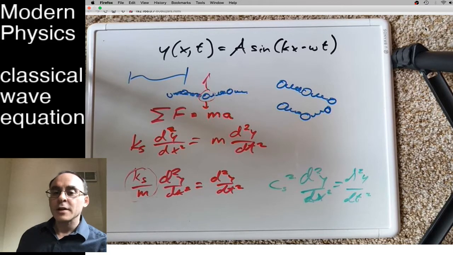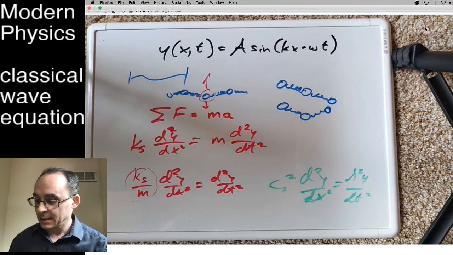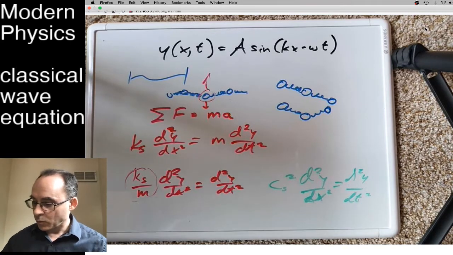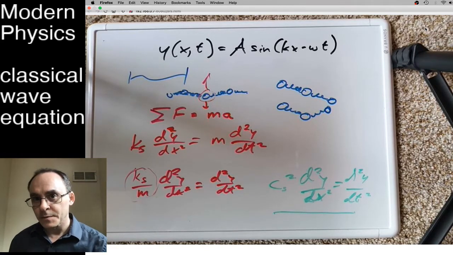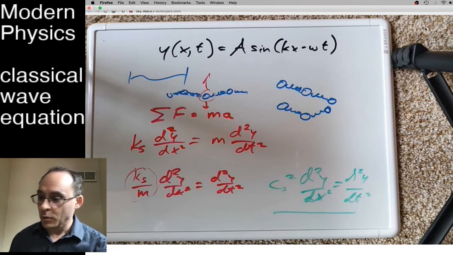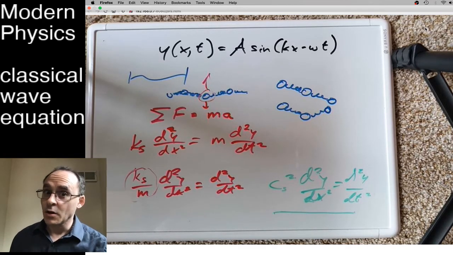The question for us next in quantum mechanics is: if all matter is somehow a wave in quantum mechanics, what is the wave equation? Is it that? Is that going to work? Hint: no. But what is our wave equation? That's what we want to find and then solve to get our solutions for quantum mechanics.